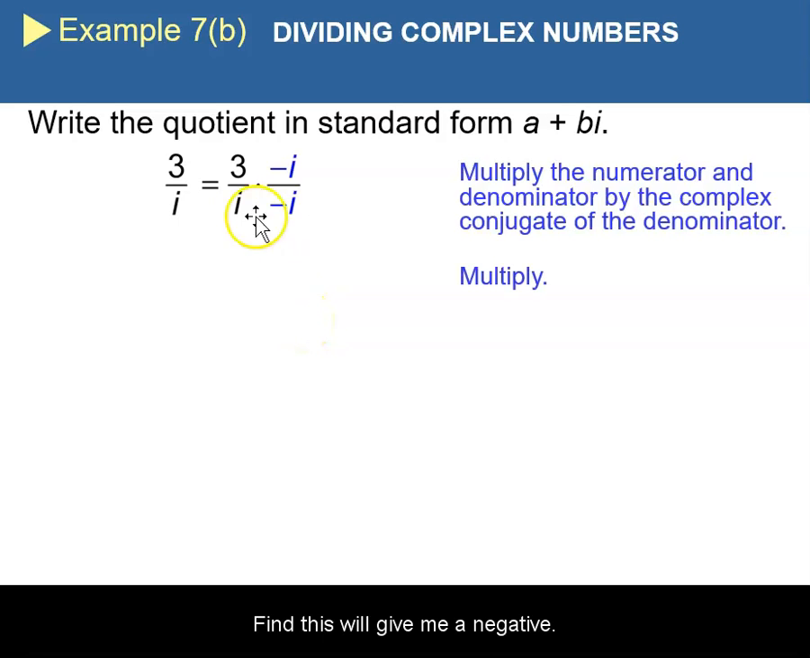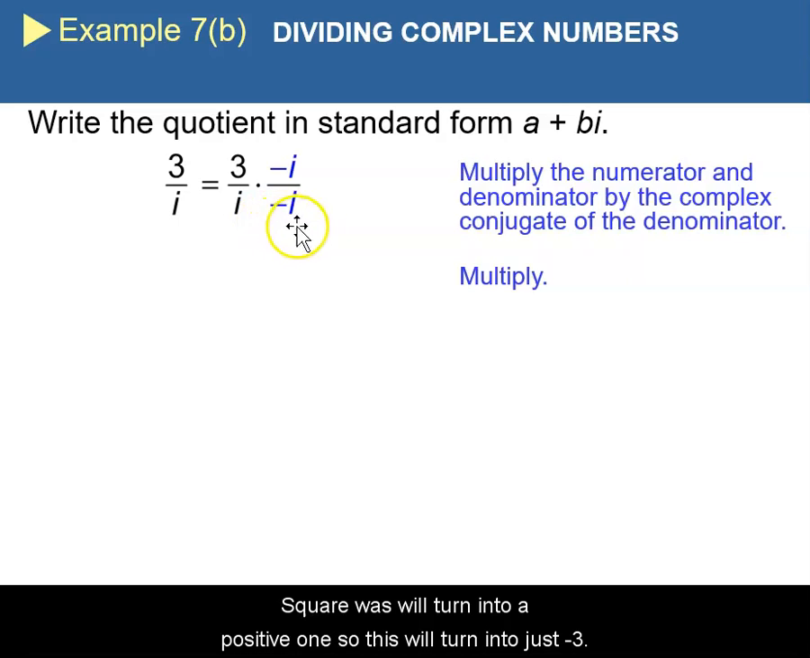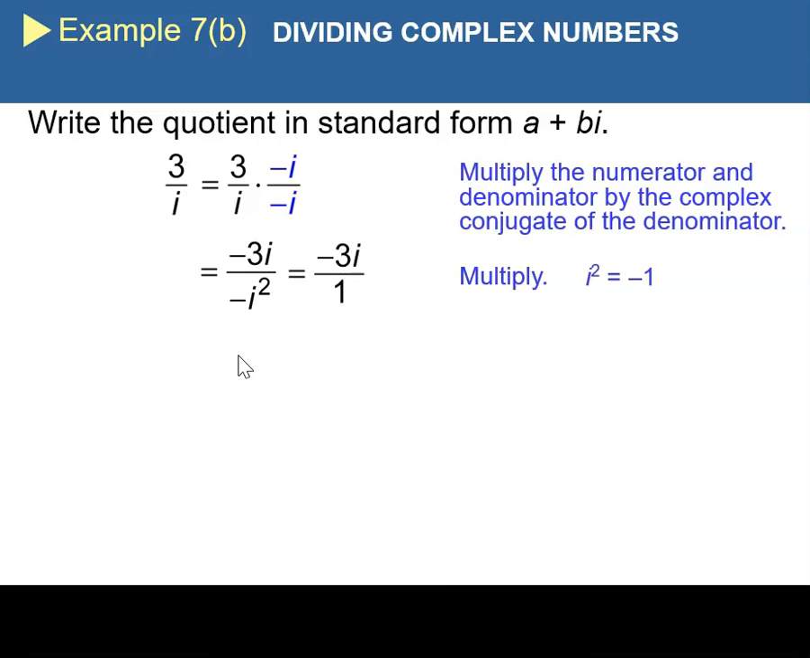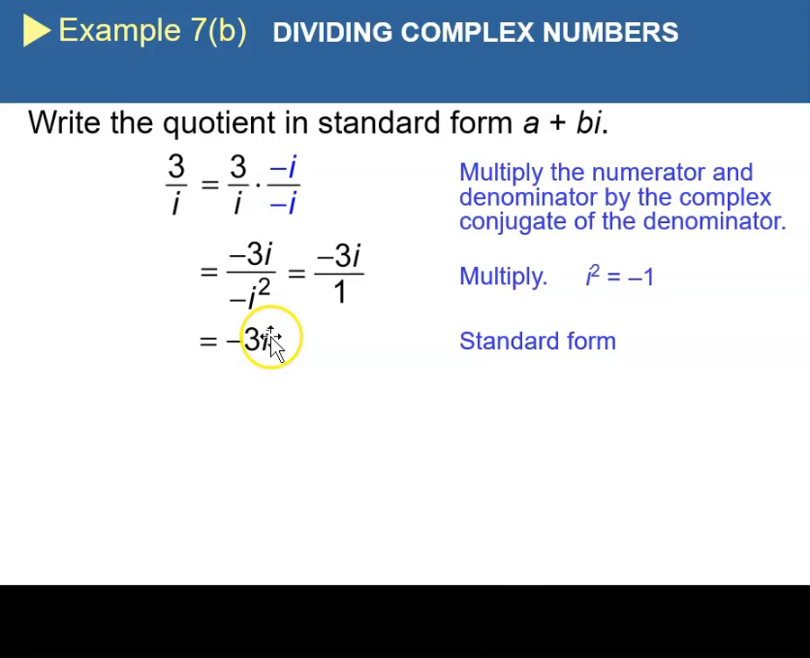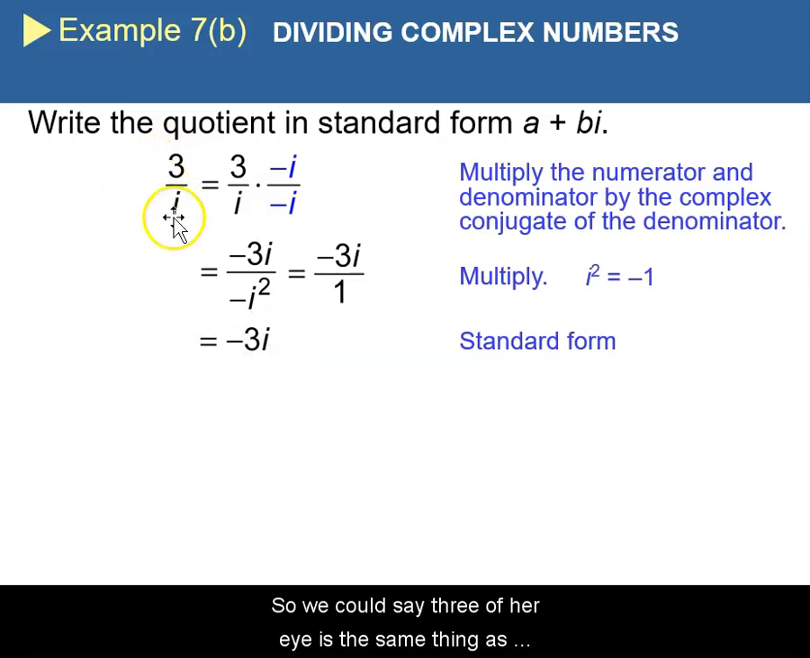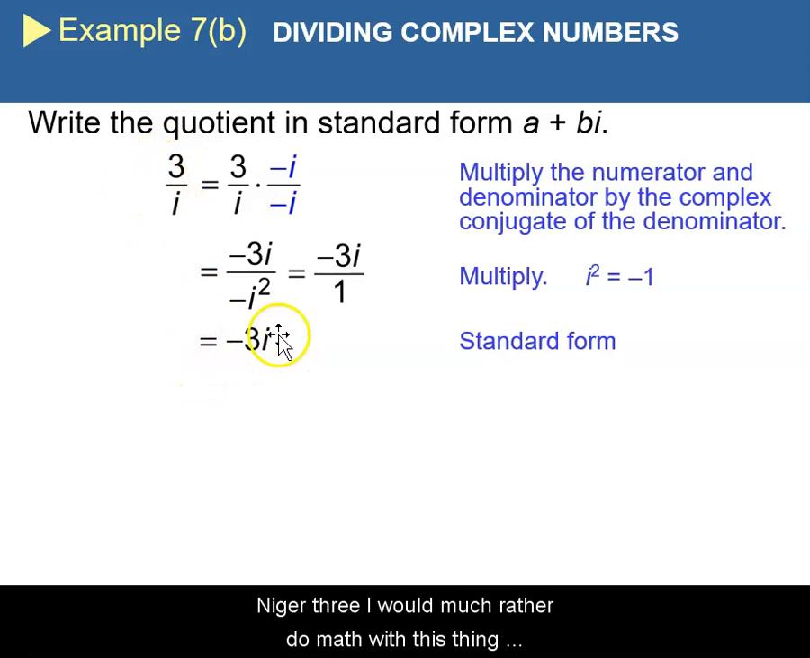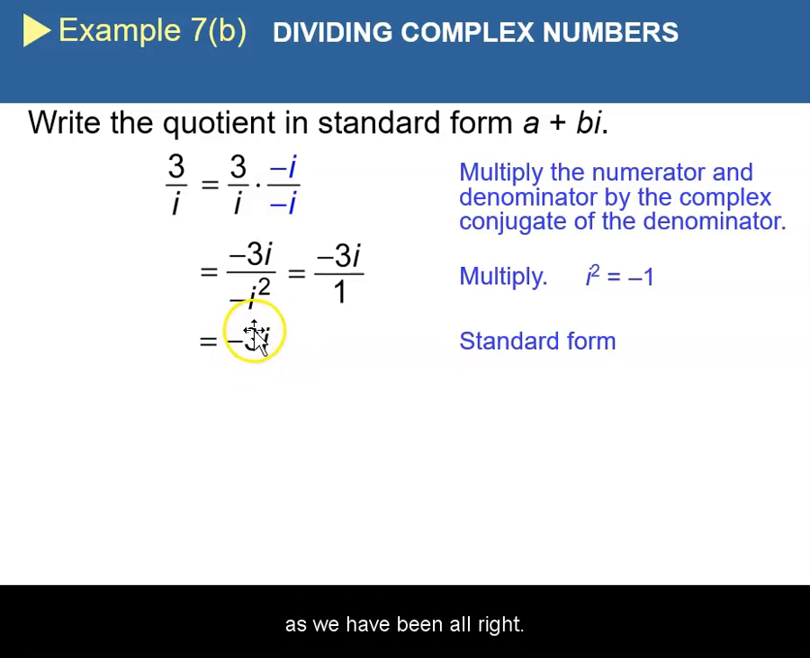So I multiply. This will give me a negative i squared, which will turn into a positive 1. So this will turn into just negative 3i. Okay. So there is no real part. So, right, we're already used to looking at it like this. So we could say 3 over i is the same thing as negative 3i. I would much rather do math with this thing, as we have been already, than figuring out how to do math with 3 divided by i.